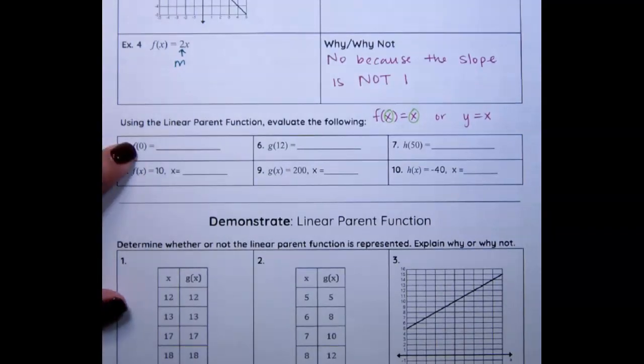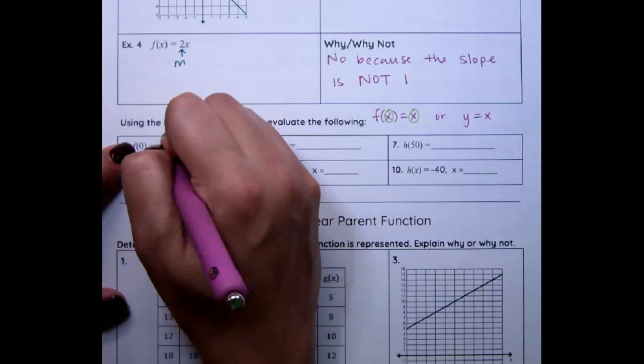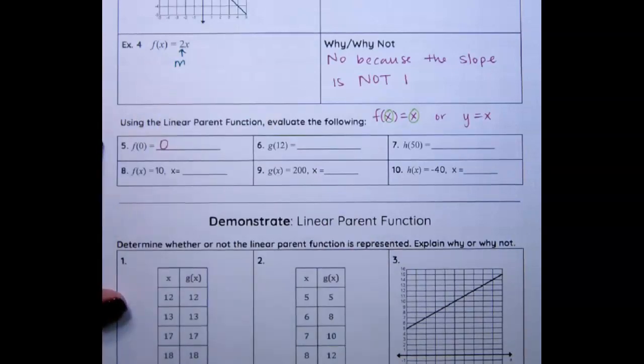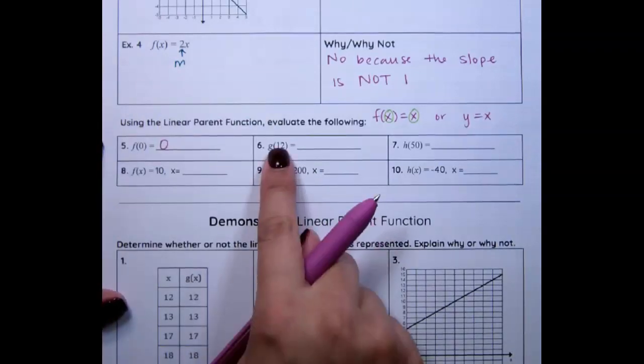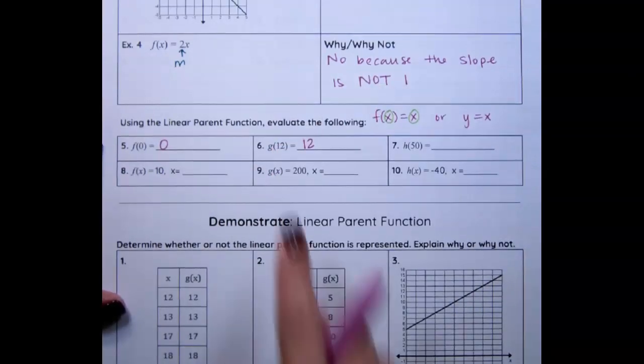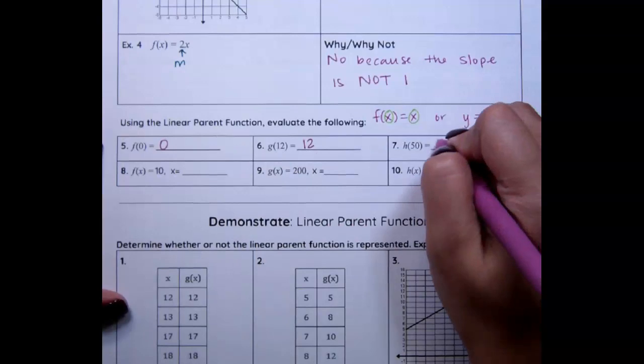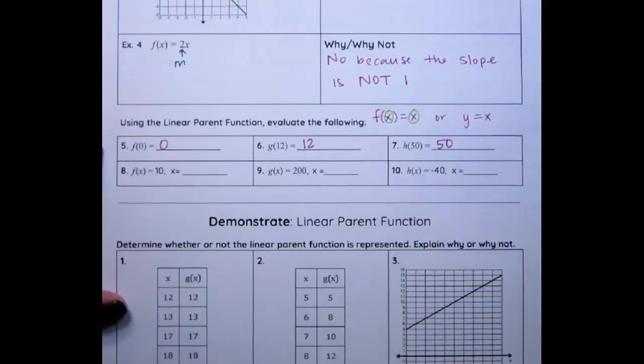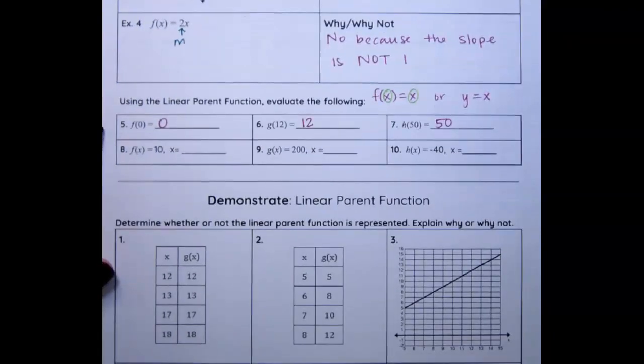Well, inside of the parentheses I have 0, so it also has to equal 0, because the x and y values have to match. Well, if I have 12 inside, I write 12 here, because x and y have to match, which makes this 50. Now, 8 through 10 are a little different.